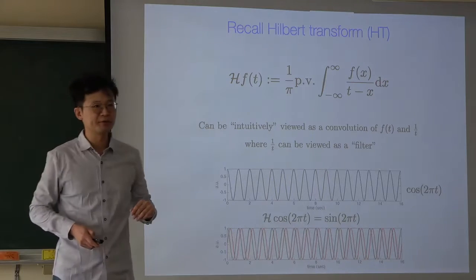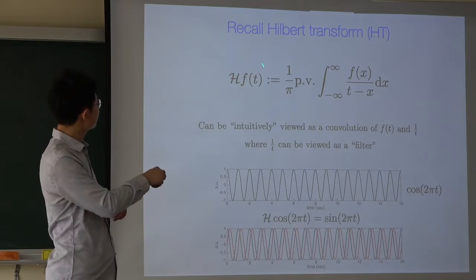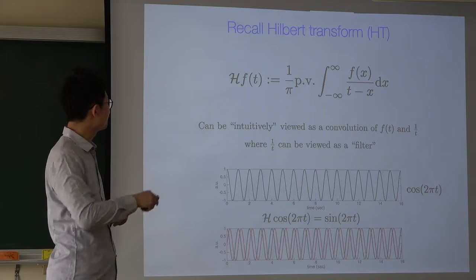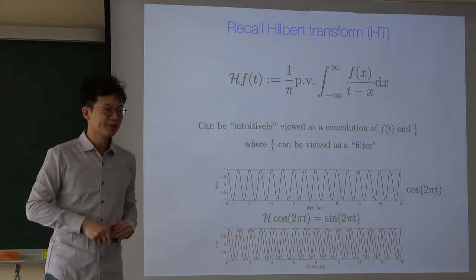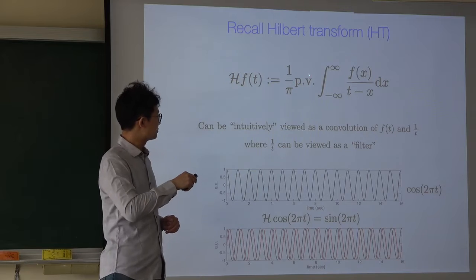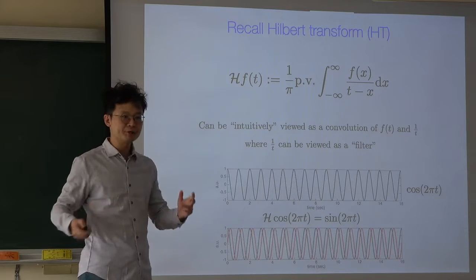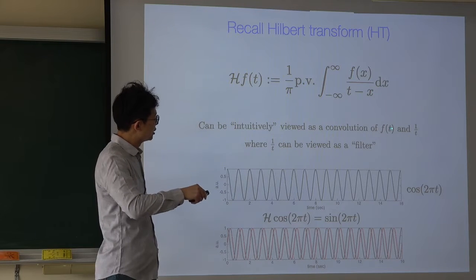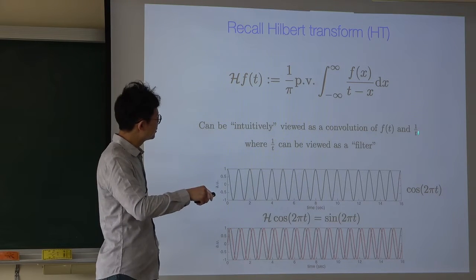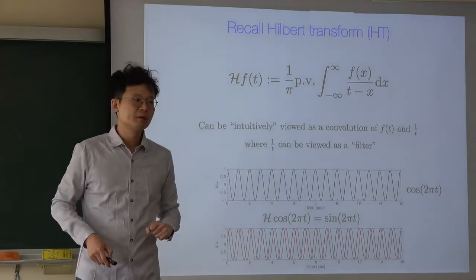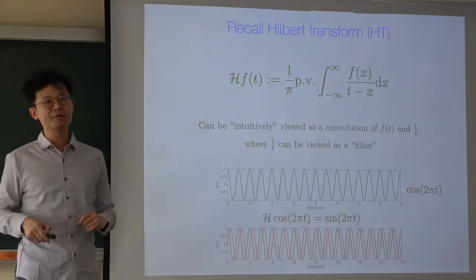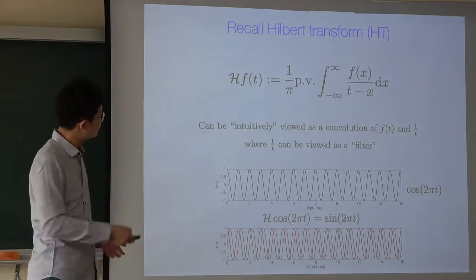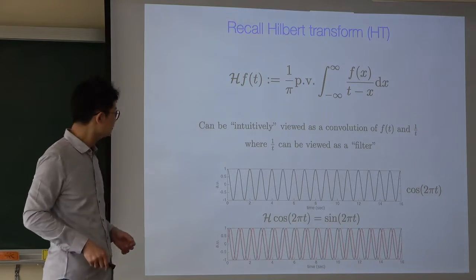What is Hilbert transform? The definition is very simple. It is 1 over pi, and this is PV, means principal value, and there is an integration. And I will not go into details about principal value. What you can imagine is this is actually a convolution. You can read it as a convolution of the function f and the 1 over t as a kernel. Although this 1 over t looks very weird, right? It's very bad. It's not L1. It blows up at 0, and so on. But anyways, you can define it using principal value.